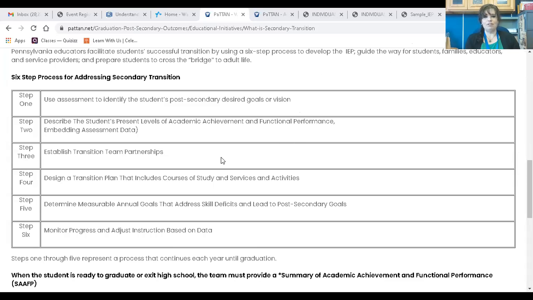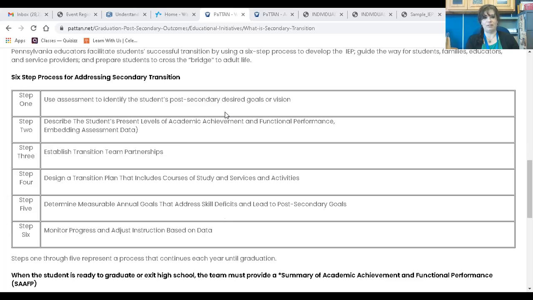Step 3, establish transition team partnerships. Step 4, design a transition plan that includes courses of studies and services and activities. Step 5, determine measurable annual goals that address skill deficits and lead to post-secondary goals. And step 6, monitor progress and adjust instruction based on this data.